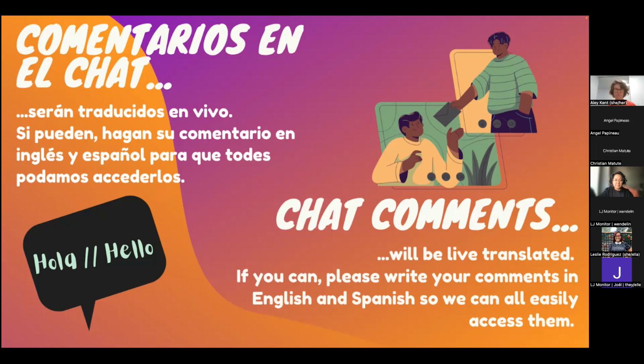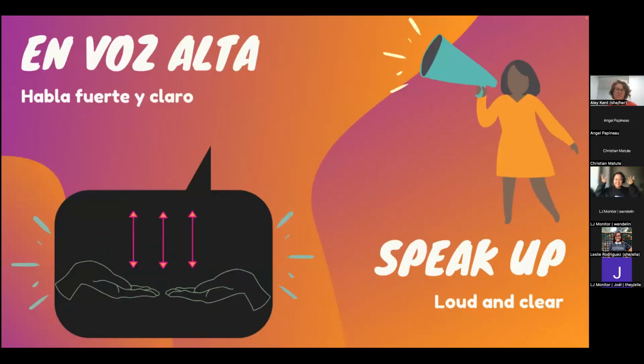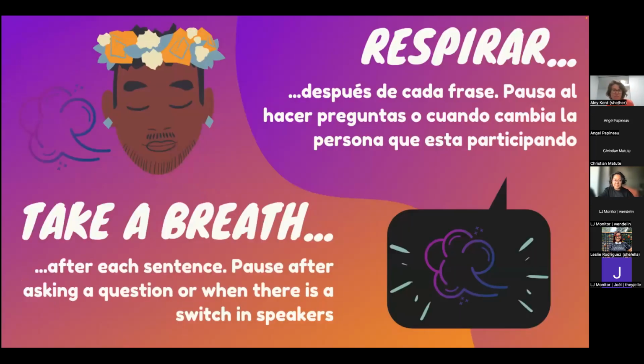The first sign is this one right here for slower. If you see us doing this, you already know what it means. And this one is speak up, loud and clear. This is the hand signal for that. This is one speaker at a time, just in case we get excited. This is one mic because we can only interpret one person at a time. And this is if we need you to be able to ask for some clarification. You'll see us make that sign.